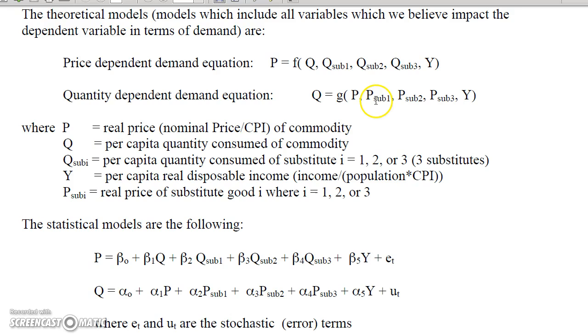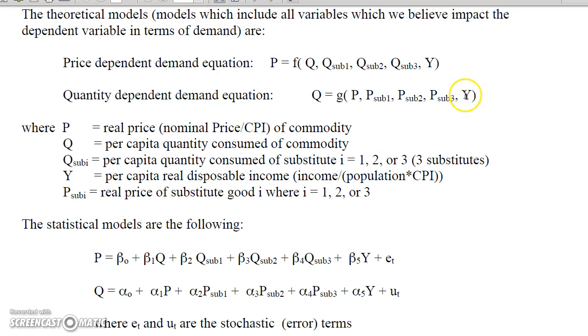My second variable is the real price of my first substitute. In my case, that's pork. So I have the real price of pork. The second substitute is turkey, so I have the real price of turkey. The third substitute is beef, so I have the real price of beef. And the last variable is Y, that is always the per capita average real income.